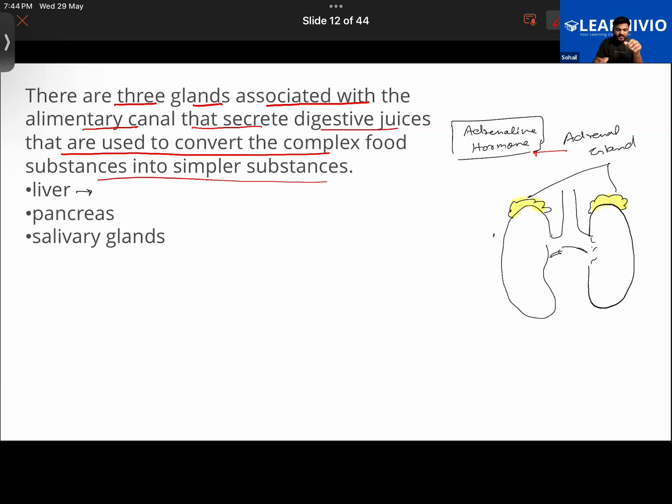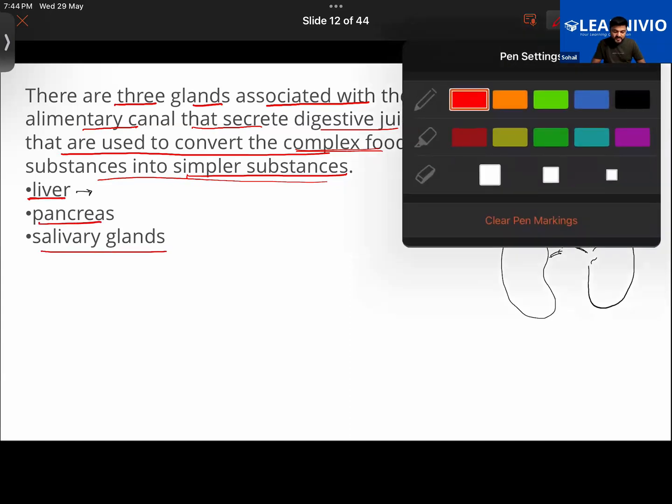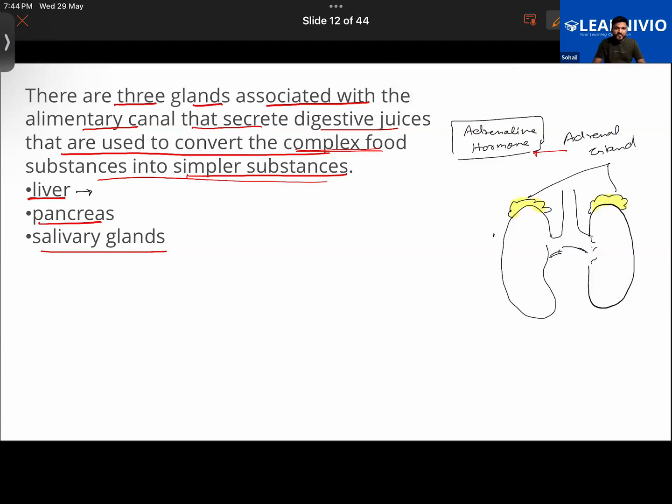So you have the glands that are called digestive glands. Their function is to release special chemicals that help to convert the complex food into simpler substances. The three most common digestive glands in your body are as follows: you have the liver, pancreas, and salivary gland.